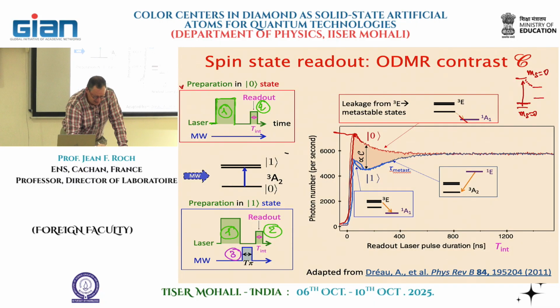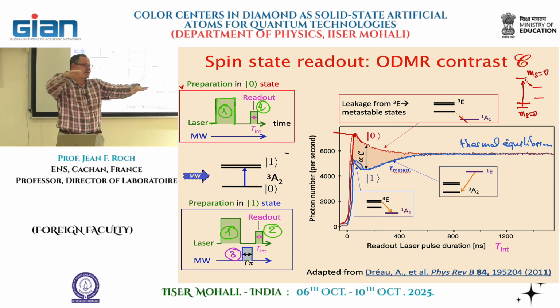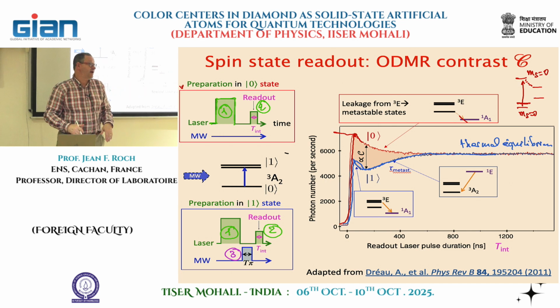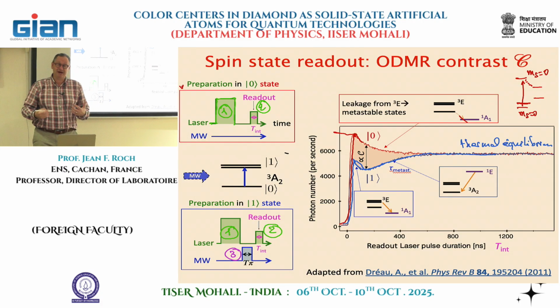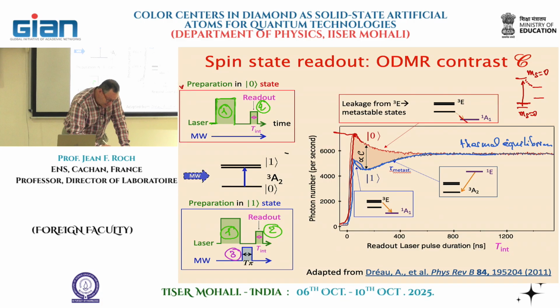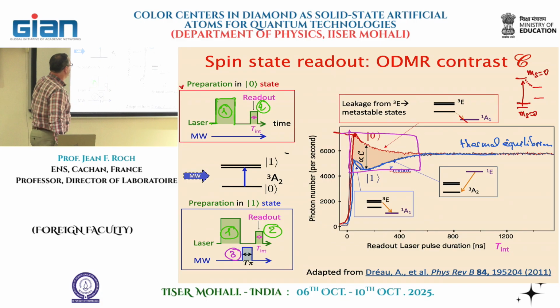And then at the end, again, I come back to the thermal equilibrium, where the population is now at the same level on ms equals 0 and ms equals -1. And somehow the contrast of my ODMR measurement is this window, everything which is integrated here. Everything that is integrated in this window will give me the ODMR contrast.